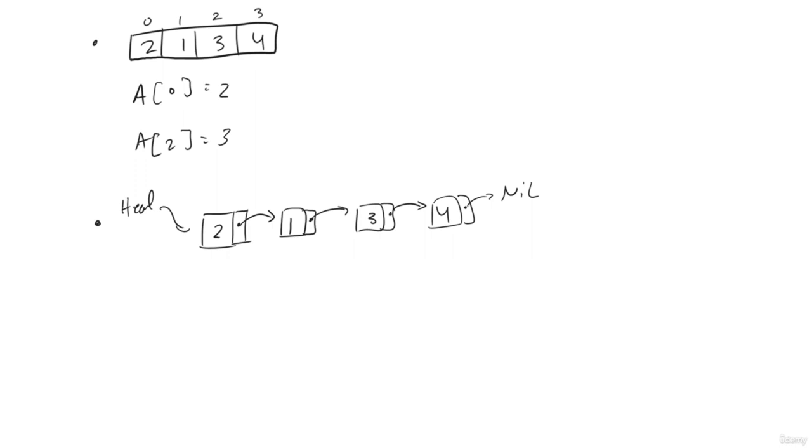And so head, if this were implemented in a programming language of your choice, and you made a call to linked list.head, this should return 2, right? It should return this node. And so that's what that's going to be.